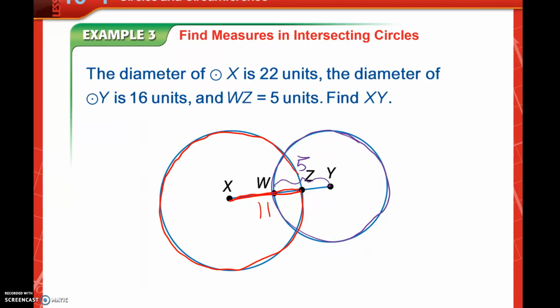And we want to find XY. So this total length from here to here, and we know the diameter, so this would be 8 and this is 5. So we know that this length here from here to here makes this 6. So 6, 5, and 8 are my total distance to find XY. So XY equals 6 plus 5 plus 8, or 19.